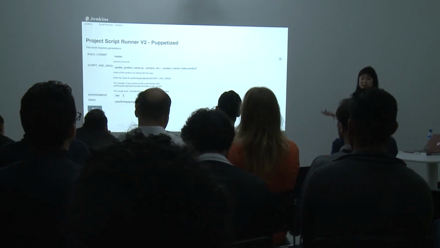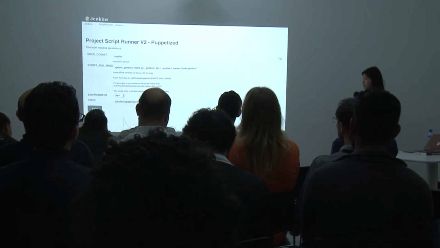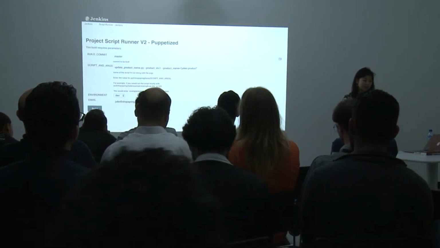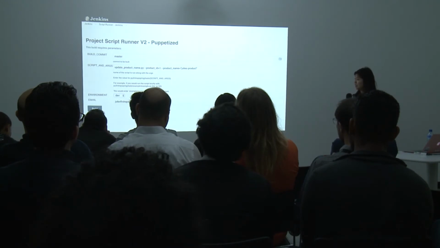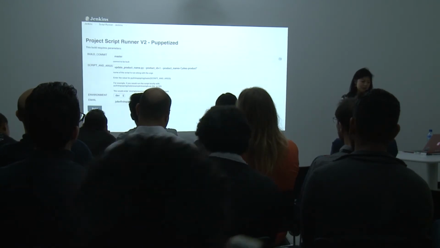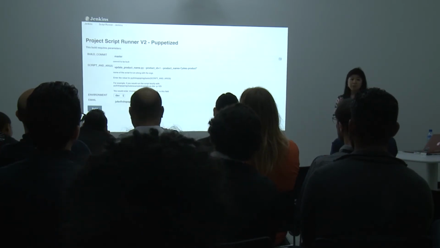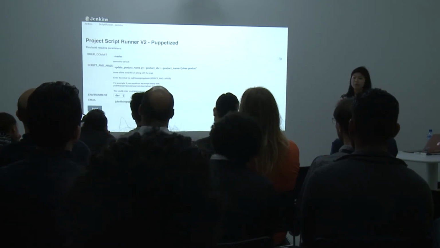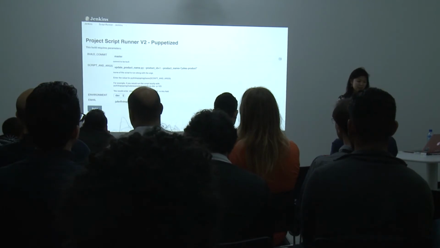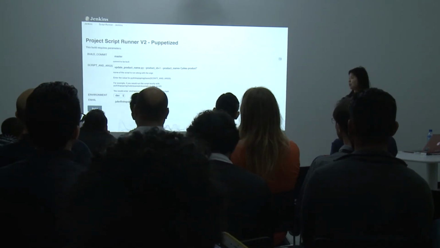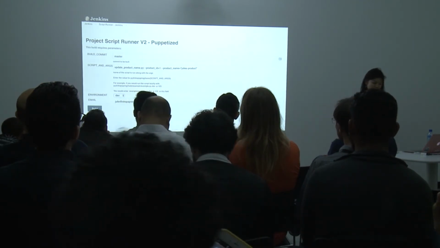So going back to our new interface, the user would go to the user interface, type in the file path of the script they want to run, select the environment, and then click build. All of the command line arguments that we previously had to input manually are now going to be available as environment variables on the script runner server.